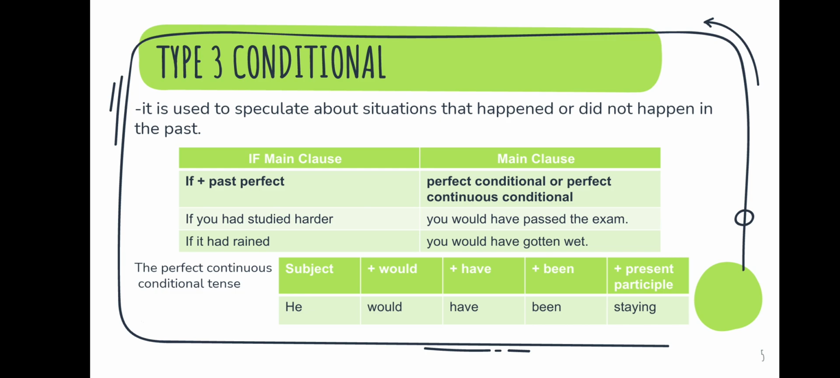For example, if I had worked harder, I would have passed the exam. But I didn't work hard and I didn't pass the exam. In type 3 conditional sentences, you can also use modals in the main clause instead of the word would, to express the degree of certainty, permission, or a recommendation about the outcome. For example, if I had worked harder, I might have passed the exam.